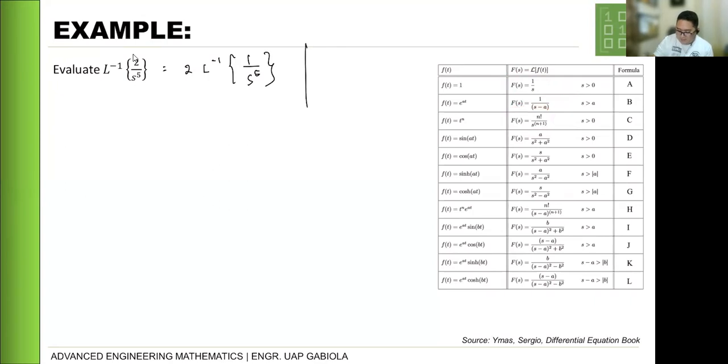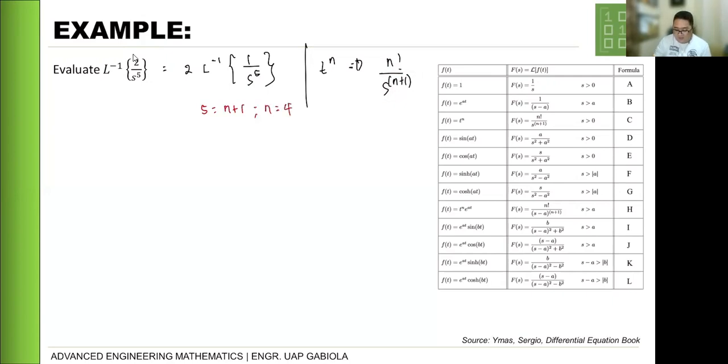Wherein t raised to n, when we transform from f of t to F of s, has the equivalent value n factorial all over s raised to n plus 1. Okay? So here we can see that our denominator can conform to this. What we need now is to satisfy the form of our numerator, so let us first check the value of n. We need to identify the value of n. So here, 5 equals n plus 1. Upon solving, we can calculate that n is equal to 4.